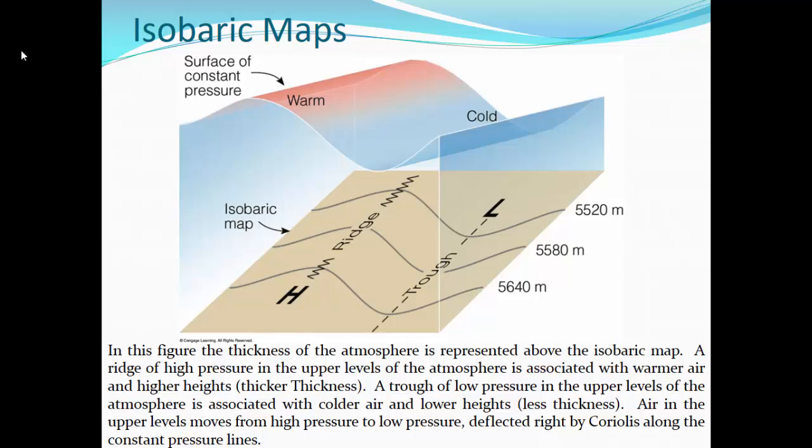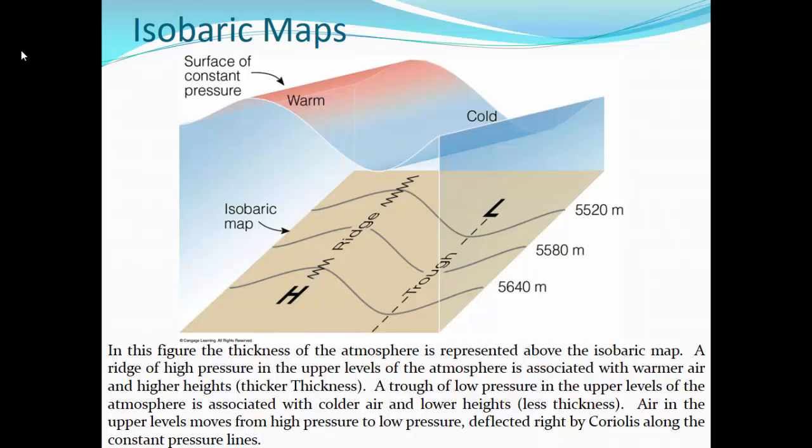In this figure, the thickness of the atmosphere is represented above the isobaric map. A ridge of high pressure in the upper levels of the atmosphere is associated with warmer air and higher heights, thicker thickness. A trough of low pressure in the upper levels of the atmosphere is associated with colder air and lower heights, less thickness. Air in the upper levels moves from high pressure to low pressure, deflected to the right by Coriolis along those constant pressure lines.